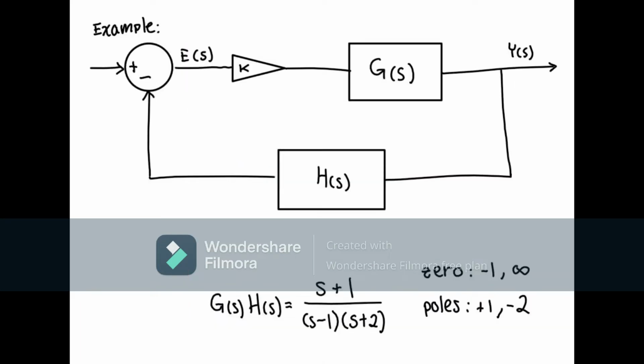For us to better understand the root locus method, let's start with an example of a system that is governed by this transfer function. As you can see, this example is fairly simple and straightforward. Looking at the function, we can see a 0 at -1 and two poles at both +1 and -2. Because we have two poles and one 0, there is a second 0 at infinity.